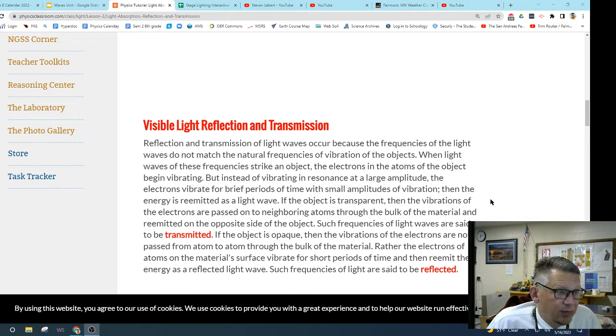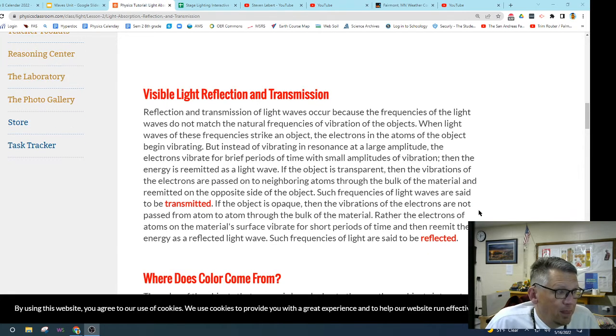If the object is transparent, then the vibrations of the electrons are passed on to neighboring atoms through the bulk of the material and re-emitted on the opposite side of the object. Such frequencies of light waves are said to be transmitted. If an object is opaque, then the vibrations in the electrons are not passed from atom to atom through the bulk of the material. Rather, the electrons of the atoms on the material's surface vibrate for a short period of time and then re-emit the energy as a reflected light wave. Such frequencies of light are said to be reflected.